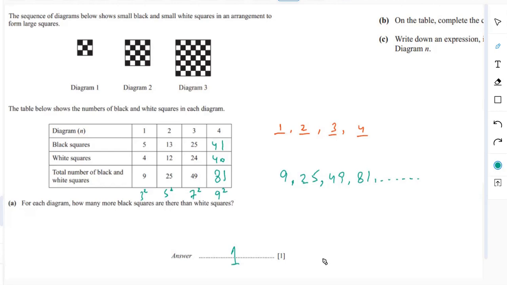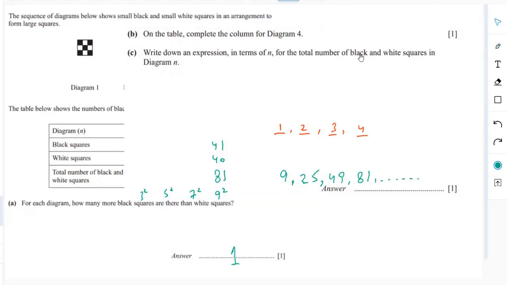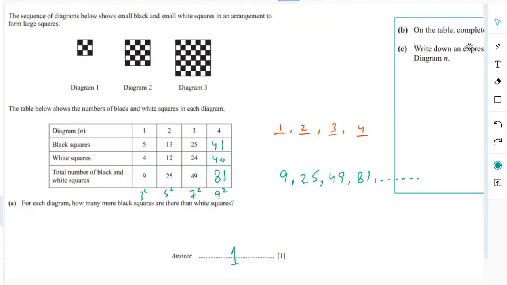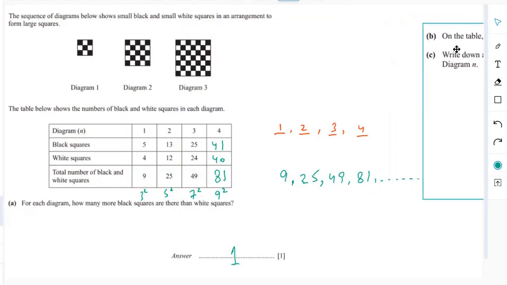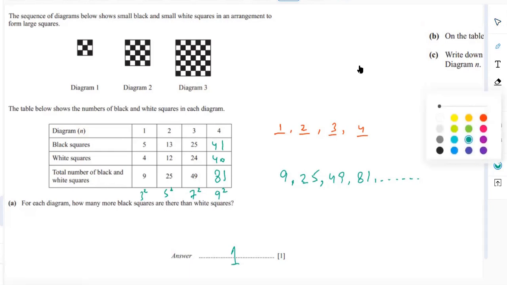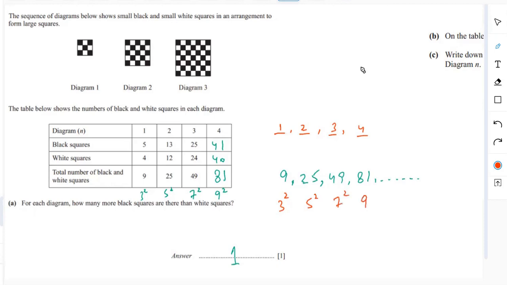Abdullah, we're not looking for the white one. We're looking for the total number of black and white squares. हम total number का nth term निकालना चाह रहे हैं, right? So that's this sequence here. अब देखिए ये sequence क्या है? This sequence is basically 3 square, then you have 5 square, then you've got 7 square, then you've got 9 square, and so on.